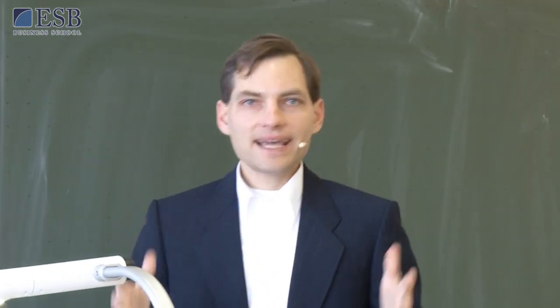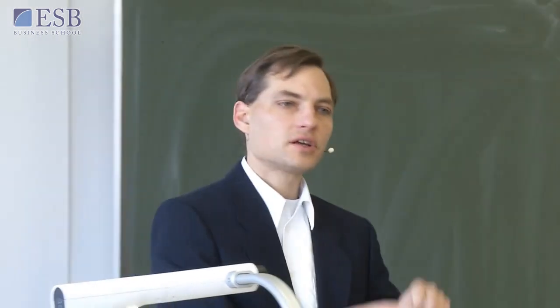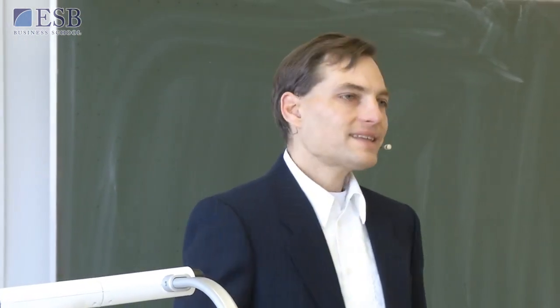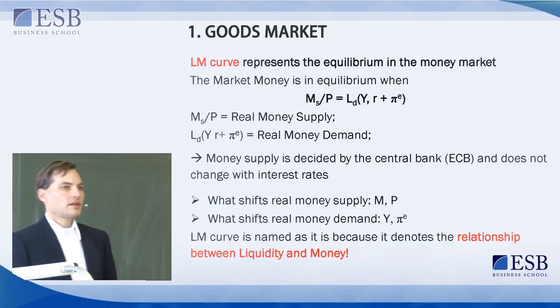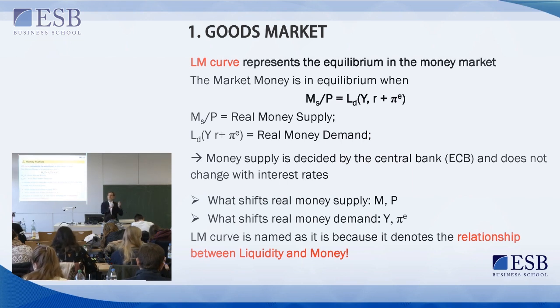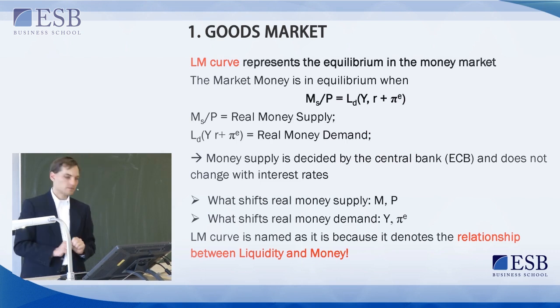Okay, now let's continue with the second market, the money market. Sometimes also called the asset market, because it's not just about coins and notes. So what is the money market about? Well, the money market, as any market in economics, consists of two elements, supply and demand. What is important here is that this market is new. So far we have not talked about the money market. In the Solow growth theory, there was no money and no money market. Here, it's the first time we talk about the money market.